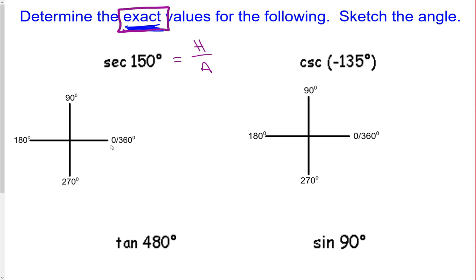Now let's actually draw this on here. Let's draw an angle of 150 degrees. Let's see what this looks like. Here we go. 90 degrees gets us to here. I'm going to keep going an extra 60 degrees, and that gets us to here. So there's our terminal arm right there. And so that's an angle of 150 degrees.